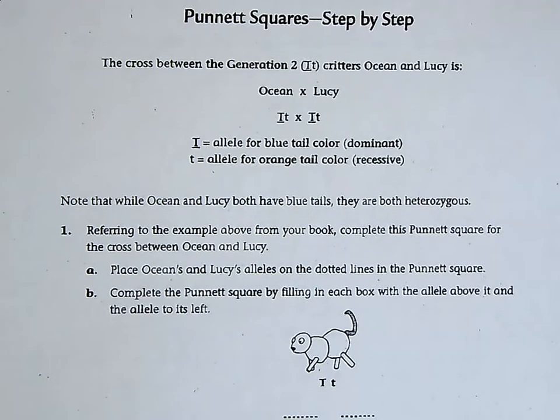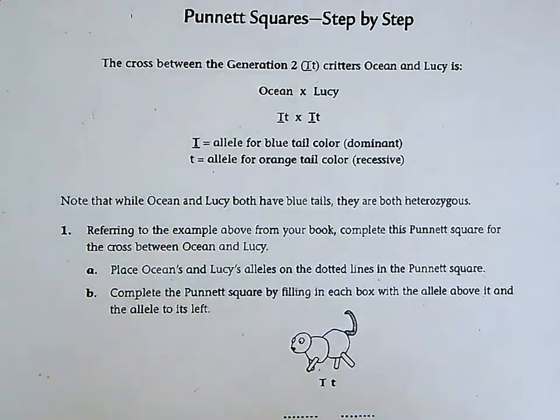Hey guys, so today we're doing Punnett squares step by step. We're looking further into the generations of Sky and Poppy, which is more of their children or offspring, Ocean and Lucy. Ocean and Lucy were in the second generation. So we're leading into Punnett squares, so we're going to look at more of the percentages on the likelihood of having an orange and blue tail.